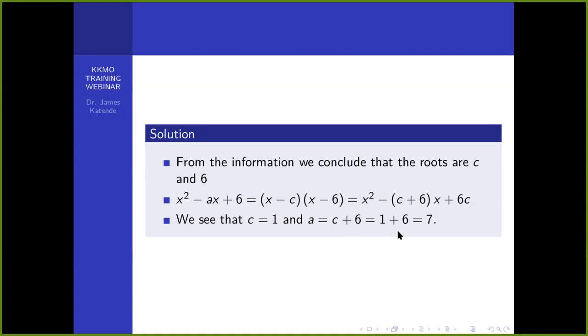So we've found a and c, and therefore we can add them to get a plus c is equal to 8. For some reason I did not complete this. The answer would be 1 plus 7, which is equal to 8. I believe this is making sense?